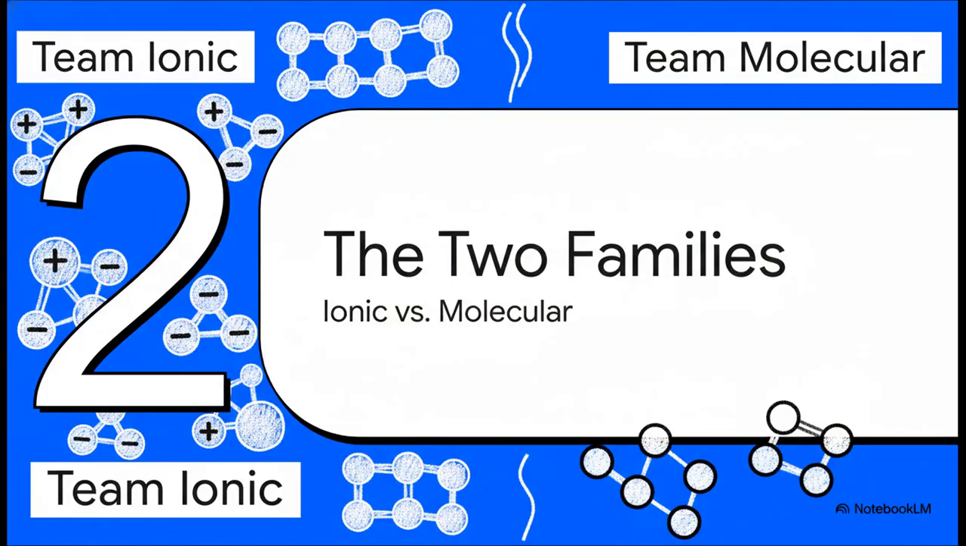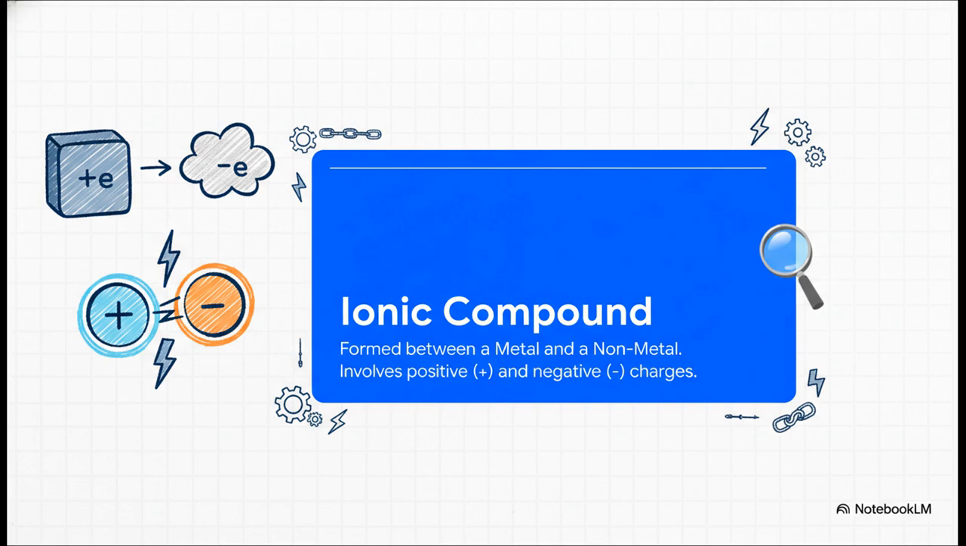So, let's meet these 2 families. On one side, we've got team ionic, and on the other, we have team molecular. Pretty much every compound you're going to run into will fall into one of these 2 camps. First up, ionic compounds. Think of it like this. These are formed when a metal teams up with a nonmetal. The metal actually gives an electron away, and the nonmetal takes it. So you get a positive and a negative charge, and you know what they say, opposites attract. That creates a strong bond.